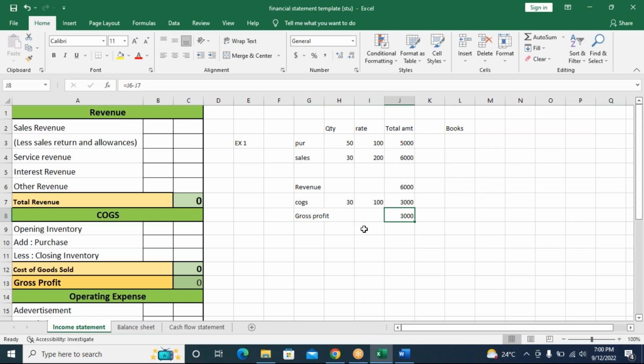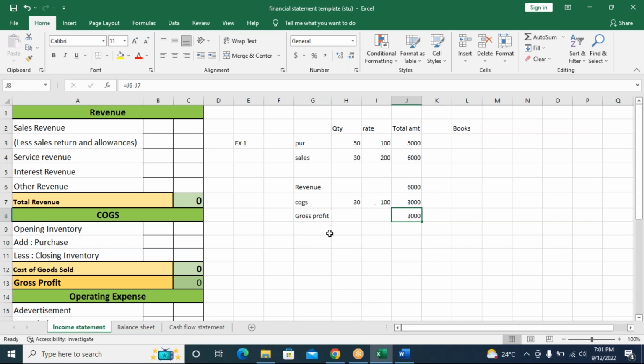So understood with this? This will happen when there is one particular rate at which I have purchased. So it will be taking only one value, whatever is there. It will be making the sales, and here I'll come to know the gross profit. So understood with this example? You want me to explain it once again?